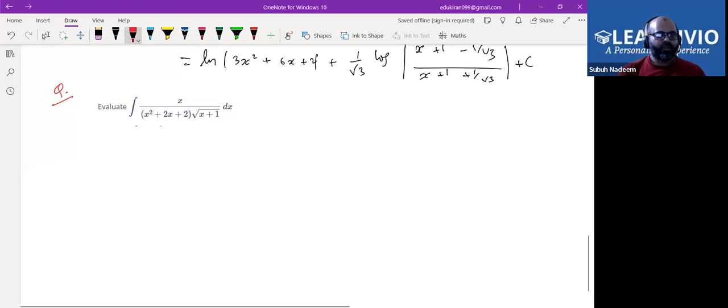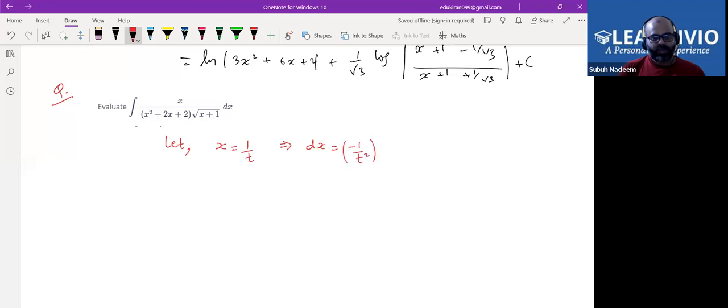So let me give you the first hint. First hint is that let x is equal to 1 by t. So just do this and you will get dx is equal to minus 1 by t square dt. Just see what happens after doing this.